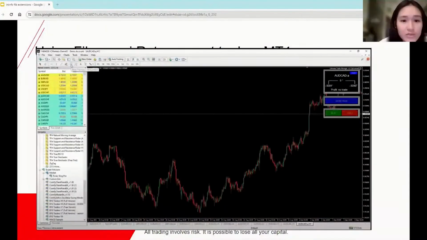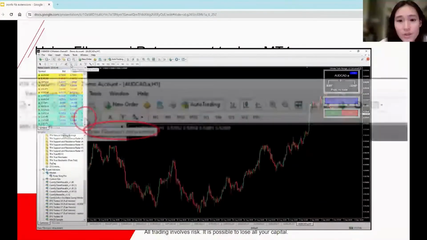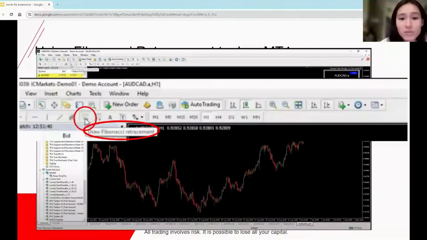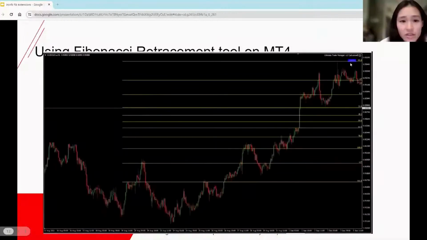Starting off with MT4, here's the layout if you're unfamiliar. Now let's zoom into our toolbar. When you hover your mouse over this option, it should say draw Fibonacci retracement. You just click on that, and you can click wherever you want your Fibonacci retracement to be. It should come out looking like this.